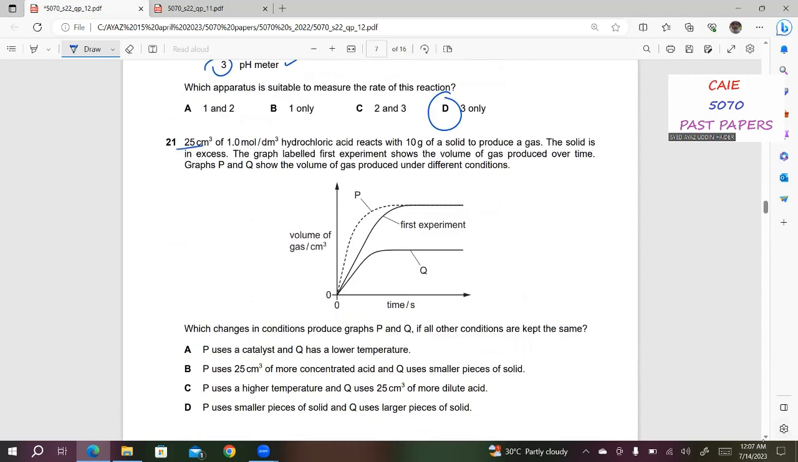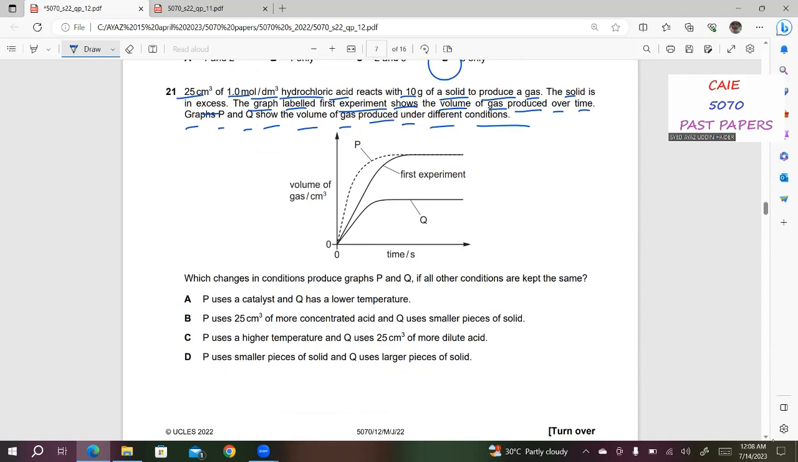Number 21. 25 centimeter cube of 1 mole per dm cube hydrochloric acid reacts with 10 gram of solid to produce a gas. The solid is in excess. The graph labeled first experiment shows the volume of gas produced over time. Graphs P and Q show the volume of gas produced under different conditions. So here's the graph we're getting for P and Q. Looking at this graph, we have to decide which is the right statement for this. Which changes in condition produce graphs P and Q if all other conditions are kept the same?